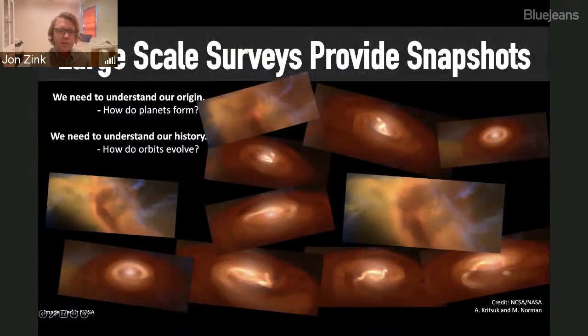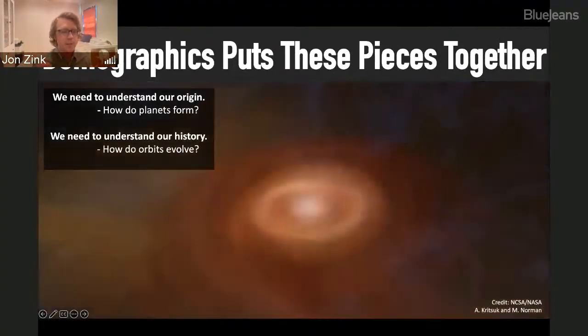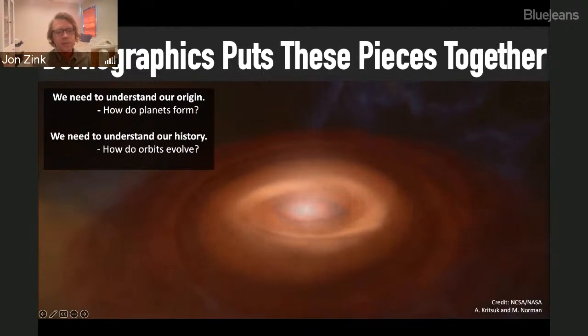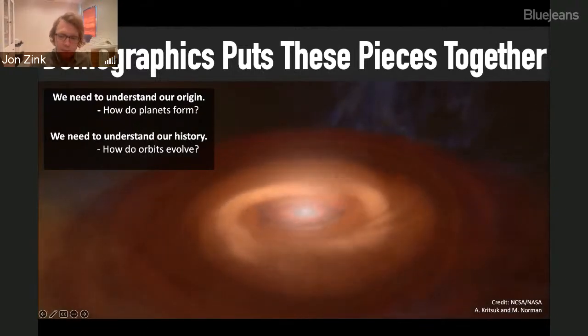Okay, so I want to start by reminding everyone that large-scale surveys provide us snapshots of different parts of planet formation. And we want to answer 2 underlying questions about planet formation: how do planets form, and how do their orbits evolve over time? Now, the goal of demographics is to hopefully take all these snapshots, put them together, and create a coherent story of planet formation and evolution.